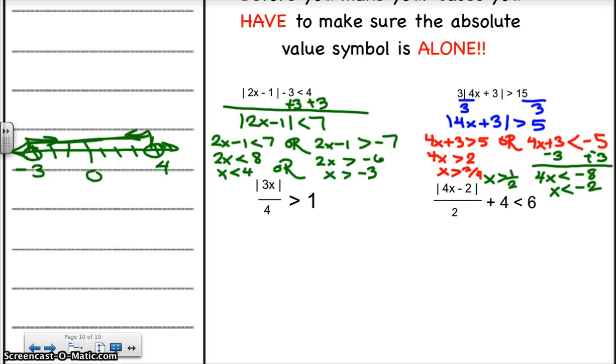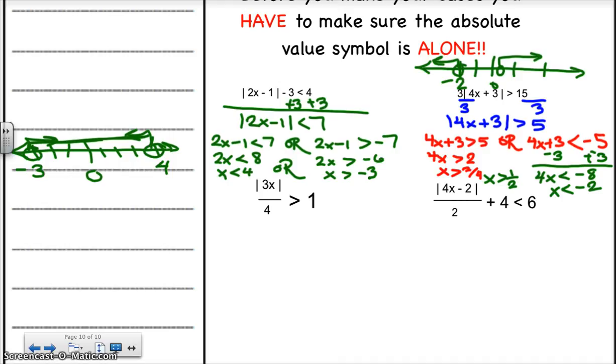Now again, I don't know, is this going to be an or an and statement? Heck if I know. But if I draw a picture, I can always tell. Then I have a half, 1, 2. So I have an open circle at a half going to the right, and I have an open circle at negative 2 going to the left. So is that an or an and? It's an or.